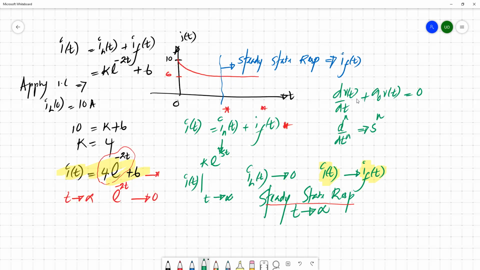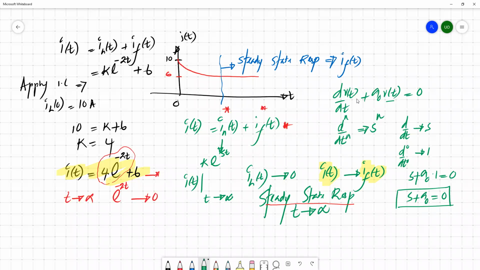So d over dt is replaced with s. The zeroth order derivative is replaced with 1. So dv over dt plus a naught v is replaced with s plus a naught. The term v(t) is the zeroth order derivative. It's just a function, not a derivative, so it's replaced with 1. So s plus a naught equals 0 is the characteristic equation for the above one.